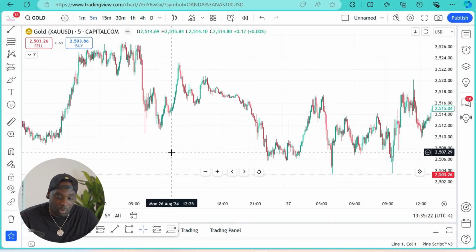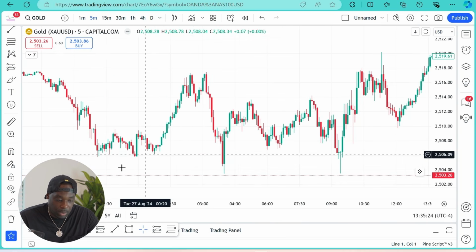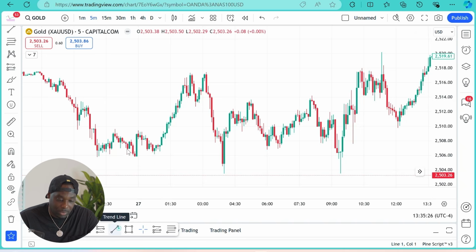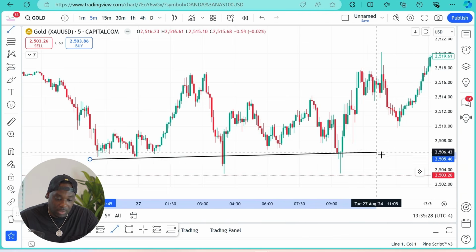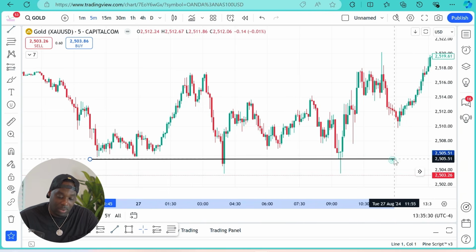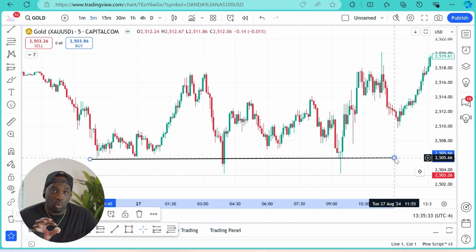So let's go on the chart real quick, guys. So right here, we have the 5-minute chart. And we have key levels right here. So this is what I'm looking for every single day. I'm looking for support and resistance and supply and demand.